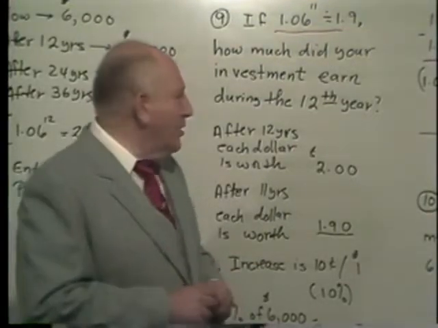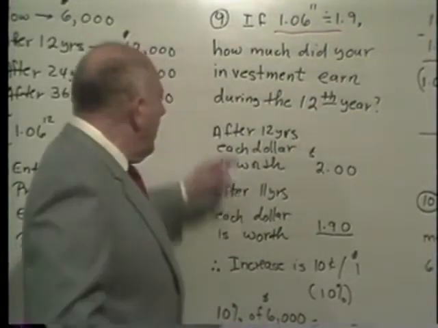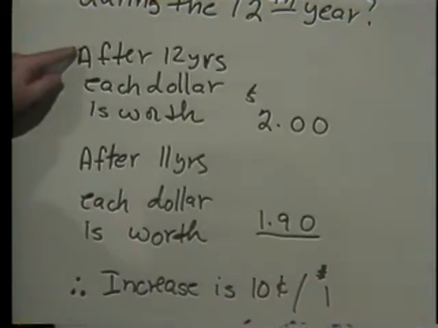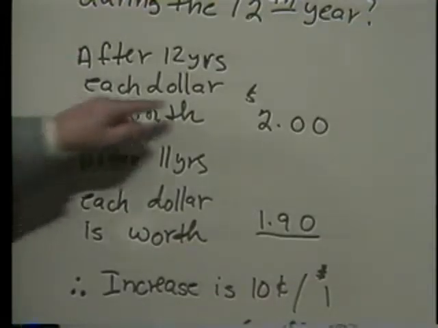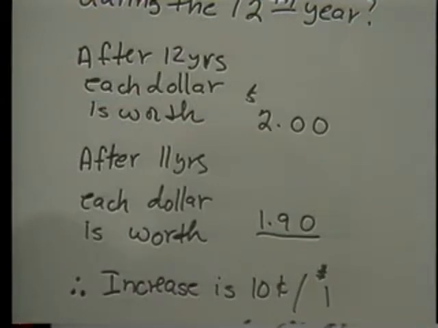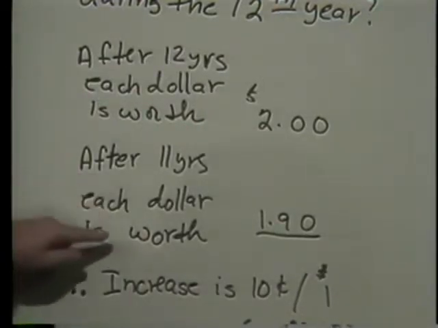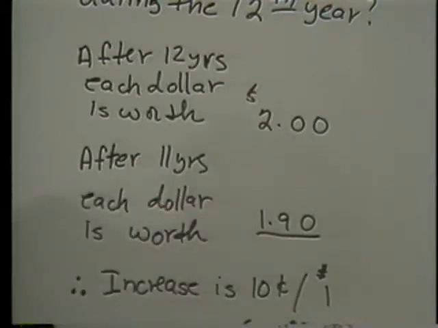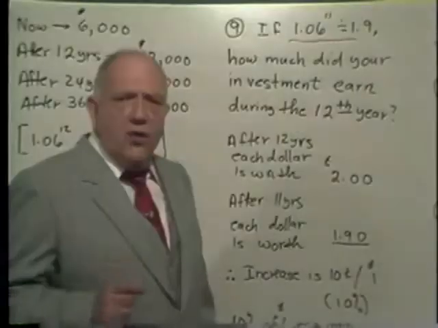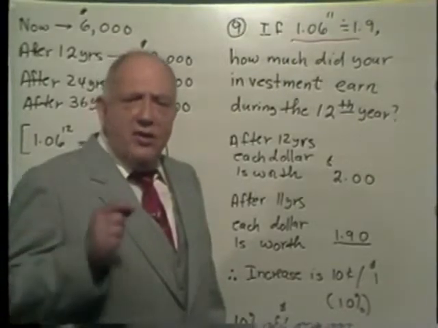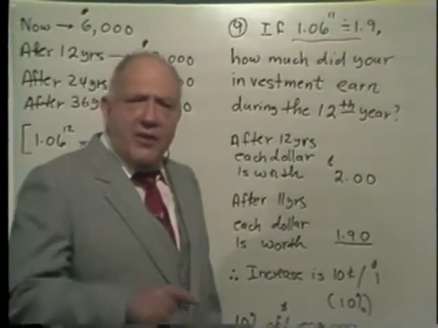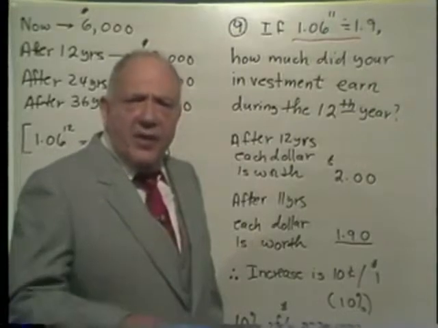Okay? But let's just take a look and see what happens over here. You see, in problem number 8, we saw that after 12 years, each dollar is worth $2. This problem 9 tells us that after 11 years, each dollar is worth $1.90. Well, now we have to come to some English grammar. What do you mean by during the 12th year? During the 12th year means everything from the end of the 11th through the 12th.